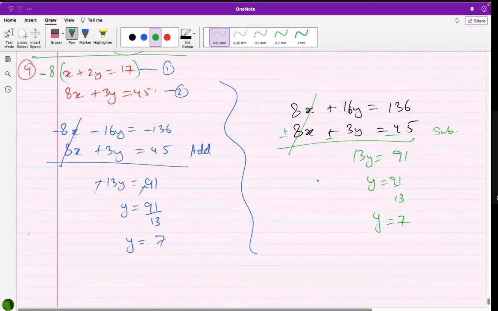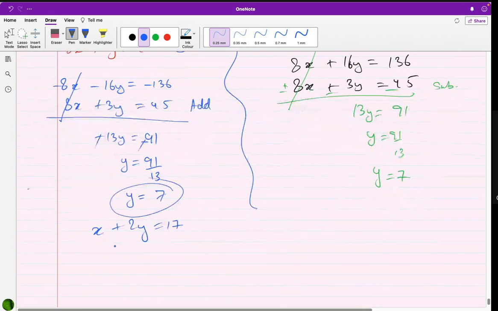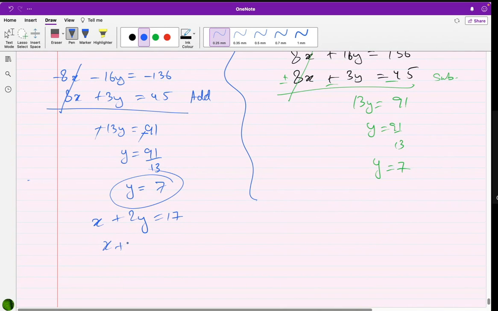And the second thing we discussed was, I'm copying these equations again. I copied the first equation using the value of y. So x is 3 and y is 7.